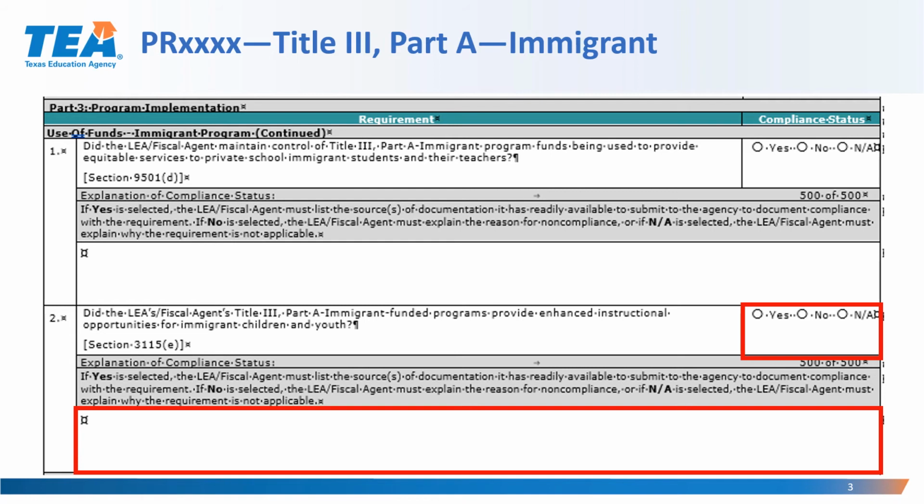If yes is selected, the LEA must list the sources of documentation. If no is selected, the LEA must explain the reason for non-compliance. Or if NA is selected, the LEA must explain why the requirement is not applicable.